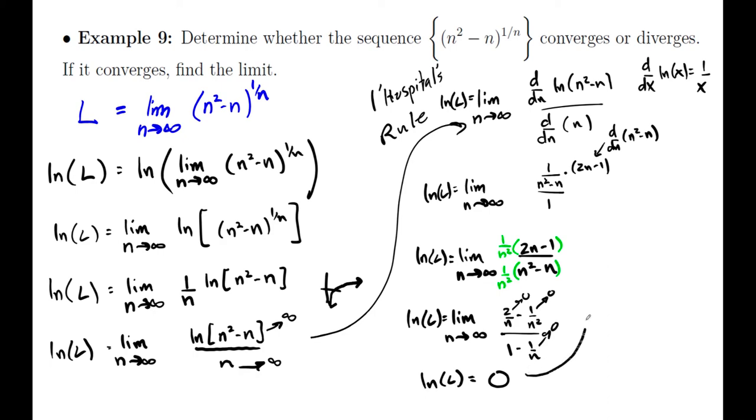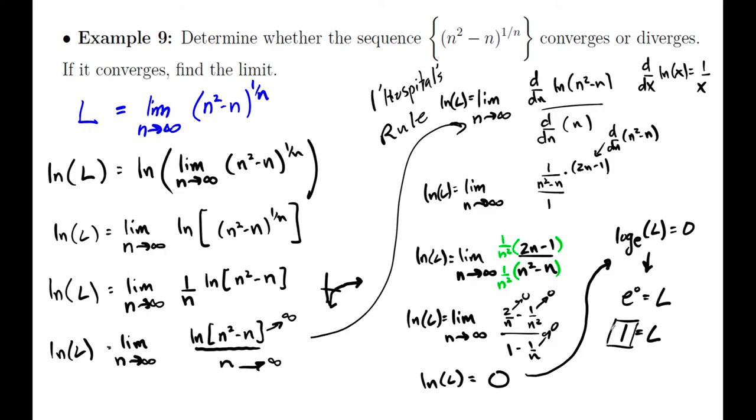And so the natural log of L equaling 0. If I remember, the natural log is the log base e of L. And so rewriting that in exponential form means e to the 0 equals L. So what does that mean? Our limit is 1.